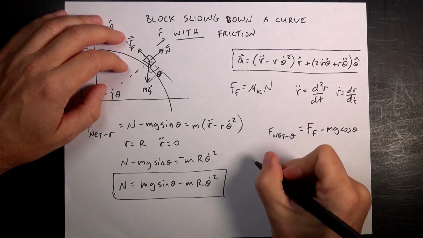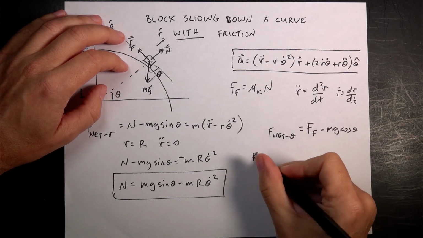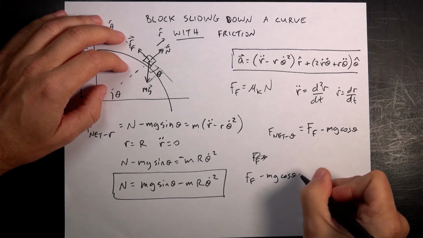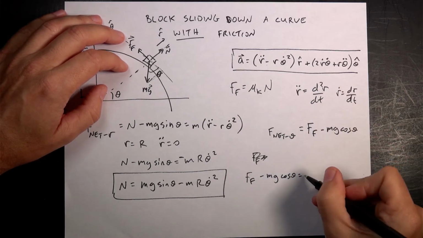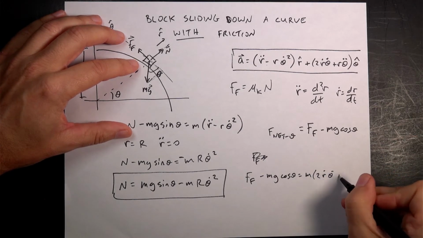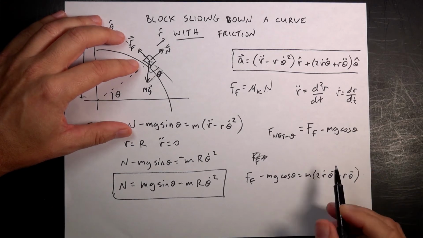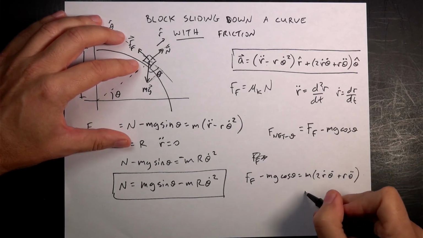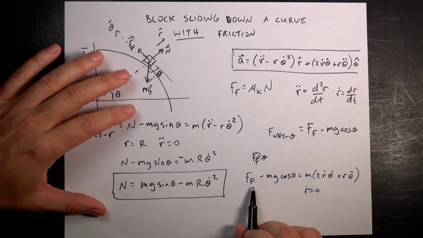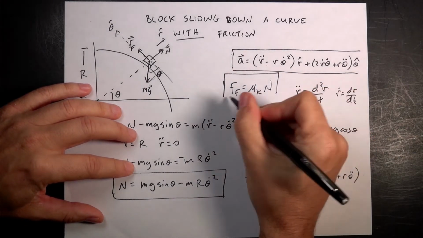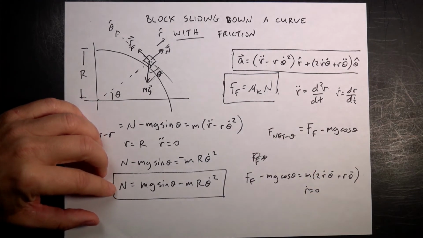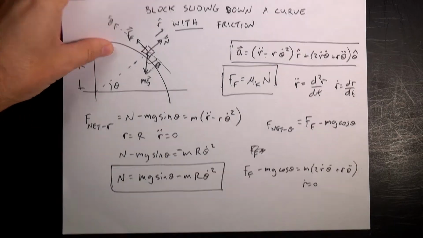So I'm going to say F friction minus mg cosine theta equals this, mass times that. So it's going to be mass times 2 r dot theta dot plus r theta double dot. And again, r dot is 0 on the surface. So now I can use this to put in for that, and then put this in for that. So it's like a double whammy substitution. So let's do that.